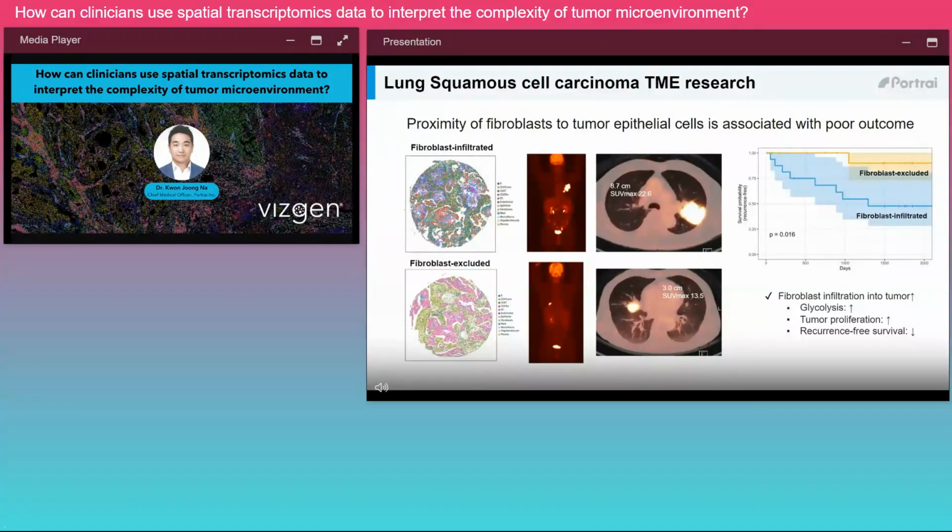The Kaplan-Meier survival curve on the right clearly shows that patients with fibroblast-infiltrated tumors have significantly worse recurrence-free survival compared to those with fibroblast-excluded tumors. So our data suggests that increased fibroblast infiltration into the tumor is associated with higher glycolysis, increased tumor proliferation, and reduced recurrence-free survival. These findings highlight the critical role of fibroblasts in the tumor microenvironment and their impact on tumor aggressiveness and patients' long-term prognosis.